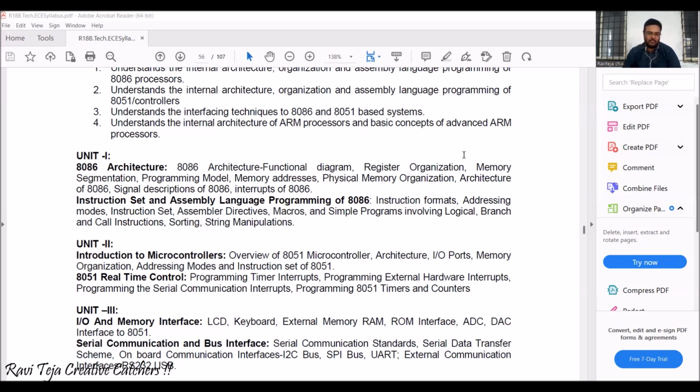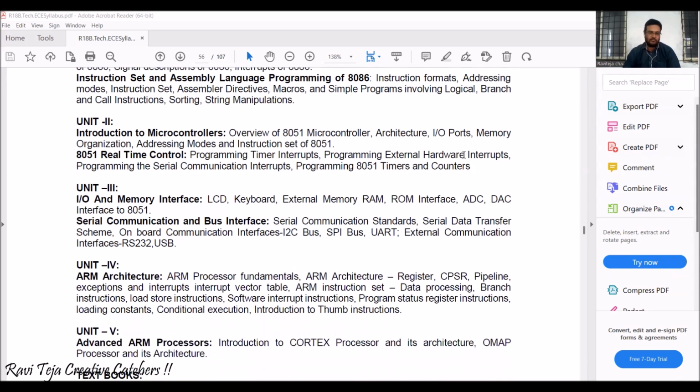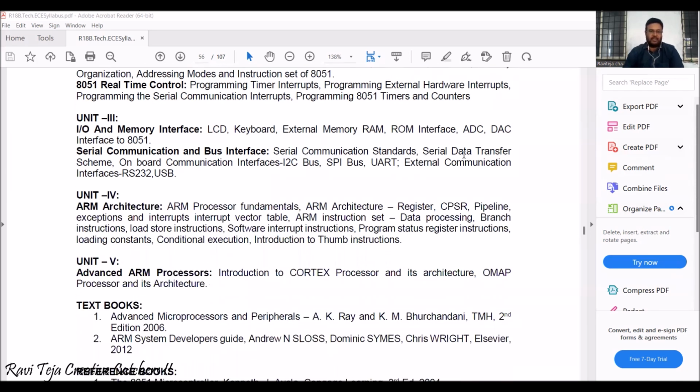Coming to the third unit, it is with respect to interfacing: how the 8051 can be interfaced with several peripherals. It can be an LCD, keyboard, RAM, ROM, analog to digital converter, or digital to analog converter. How they are interfaced with the 8051 is taken into account.